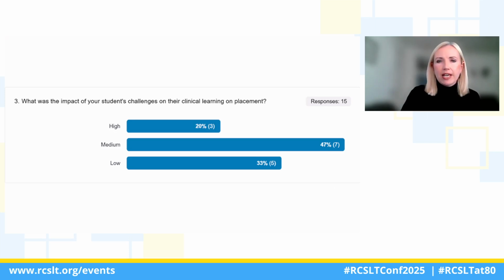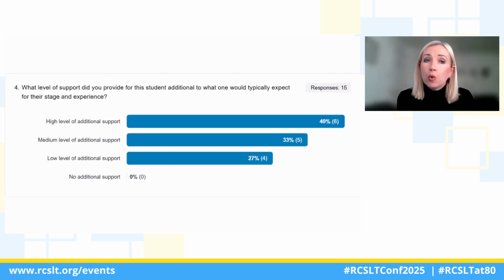Moving on to what level of support did you provide for the student, additional to what one would typically expect for the stage and experience. That was important just to consider what was in addition. So we had 6 looking for that high level, 5 medium, and low level were 4, with nobody rating that there was no additional support. I think it's really important for us to recognise the impact on practice educators, because we need to think about what resources are in place to allow practice educators to fully support students and to find out a little bit more about what is meant by that high level of support.